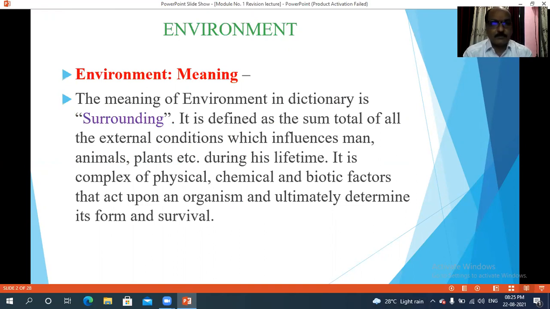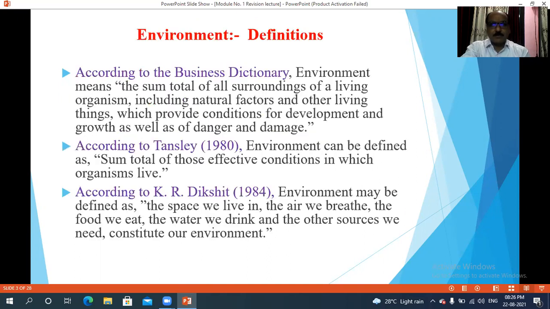So first, the meaning of environment. Dear students, the meaning of environment in the dictionary is surrounding, and it is defined as the sum total of all external conditions which influence man, animals, plants, etc. during his lifetime. It is a complex of physical, chemical, and biological factors that act upon an organism and ultimately determine its form and survival. So that means, dear students, whatever things are found around us, all those things are included in the environment. This is a very simple meaning of environment.